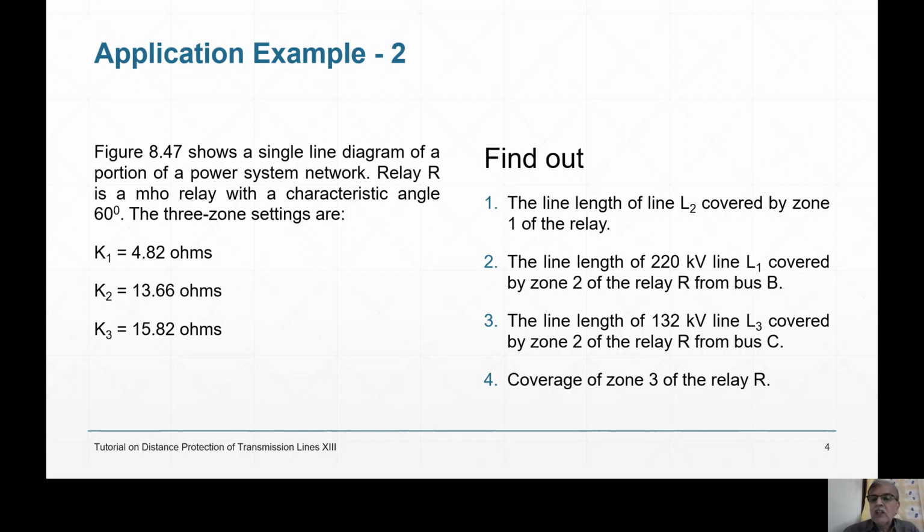And line length of 132 kV line L3 covered by zone 2 of relay R from bus C. That means between bus B and bus C there is a transformer. There are probably 2 transformers. And coverage of zone 3 that you have to find out. So this is all what you have to find out. We'll see the figure.